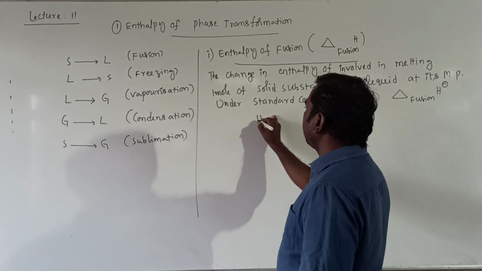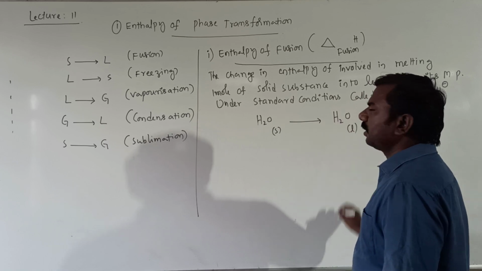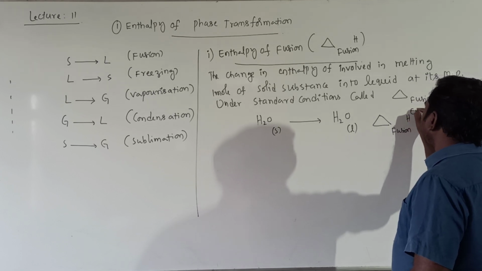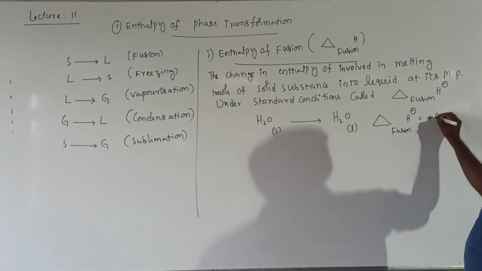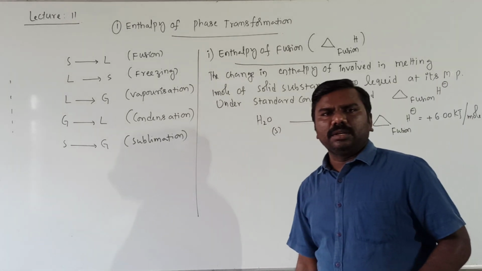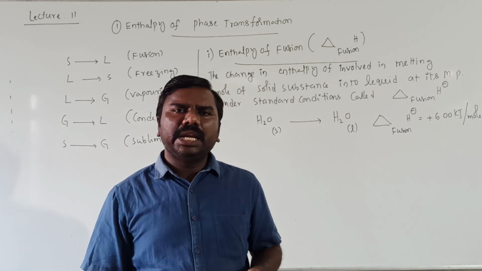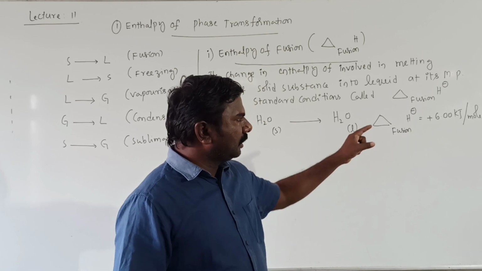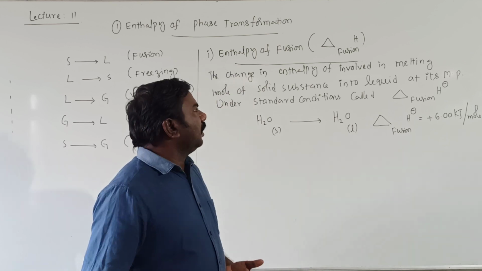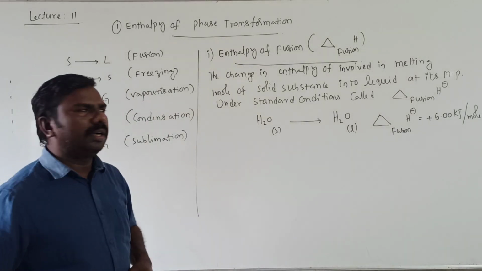For example, I am taking water. This is solid, nothing but ice, converted into liquid water. So the enthalpy of fusion under standard conditions is plus 6 kilojoule per mole. It means when ice is converted into liquid, the total heat content change under standard conditions is plus 6 kilojoules. Plus indicates heat is required. Now what is the reverse one? Freezing.